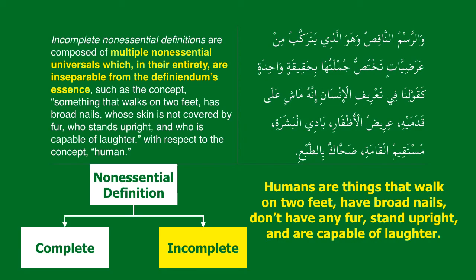So if we read what Athiruddin al-Abhari said, he said that incomplete non-essential definitions are composed of multiple non-essential universals, which in their entirety are inseparable from the definiendum's essence. So in entirety, being a thing that walks on 2 feet, has broad nails, doesn't have any fur, stands upright, and is capable of laughter, all of these concepts, when composed, are inseparable from the essence of what a human being is, but they aren't the human being's essence. But because they're inseparable from the essence, they're the effects of the essence, they're consequences of the essence, or they're not effects or consequences, just happen to be always connected to it. When you have conceptual knowledge of these things, then you are able to distinguish the concept of human from other concepts.